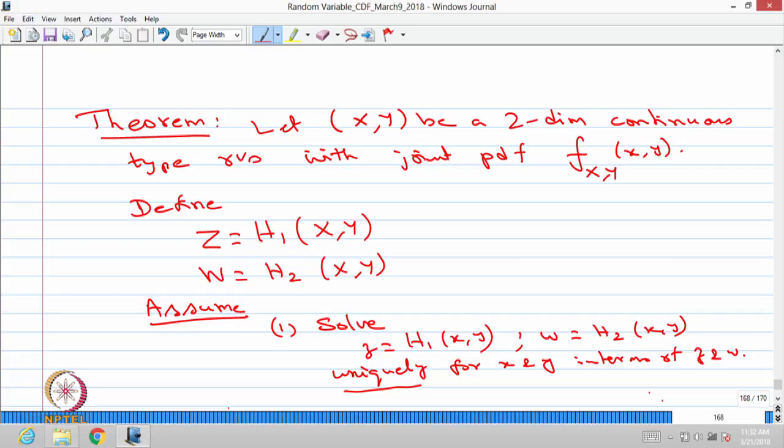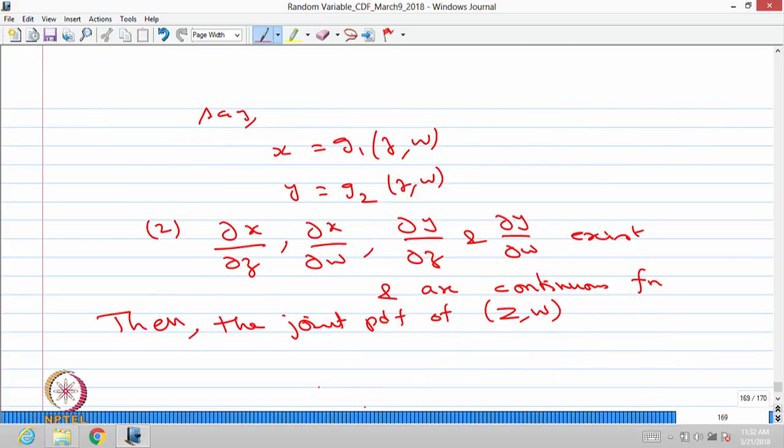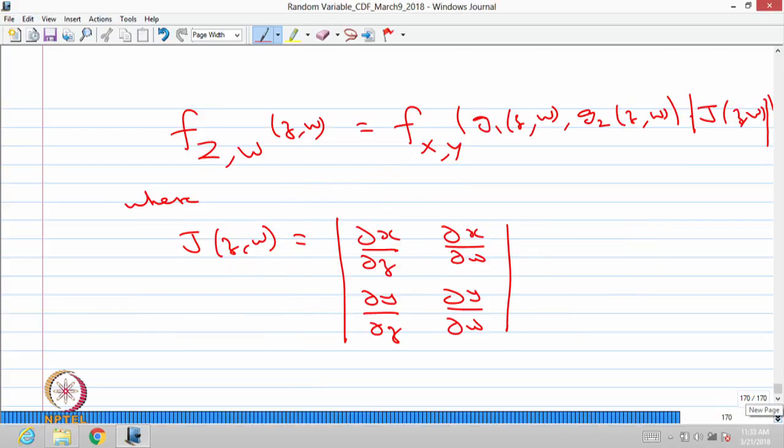So, here if assumption 1 as well as assumption 2 are satisfied, then we can directly conclude that z comma w is going to be continuous type random variables, and one can get the joint probability density function of z comma w by substituting x by g1 and y by g2 in the joint probability density function of x comma y, with the product of the absolute of the Jacobian. The absolute of the Jacobian is nothing but the normalizing constant.